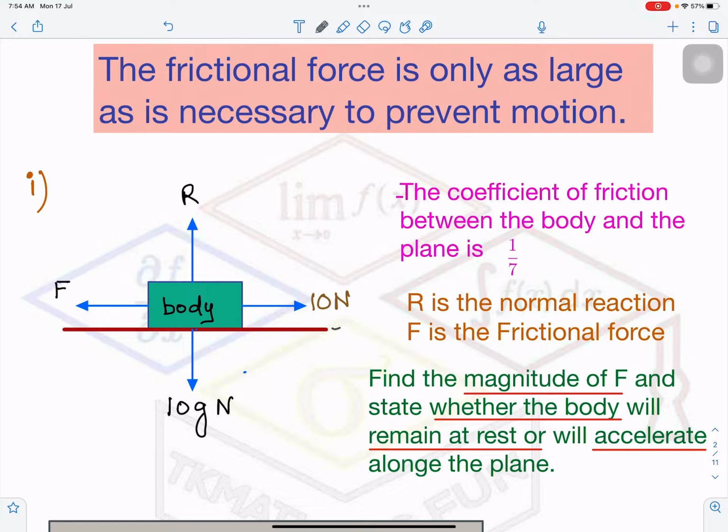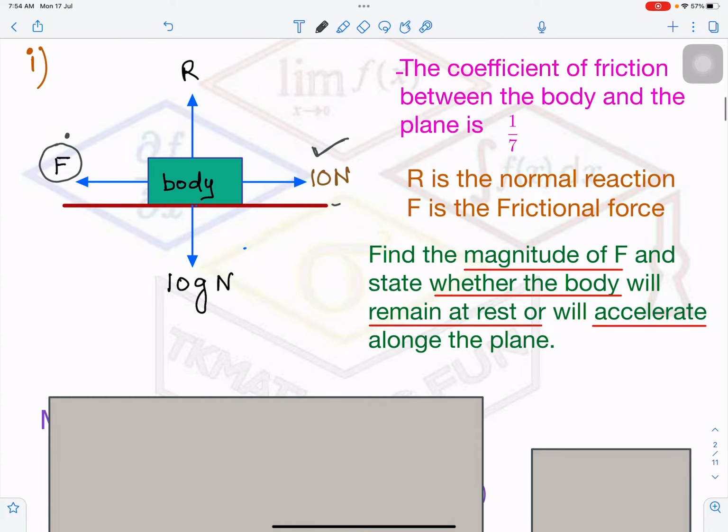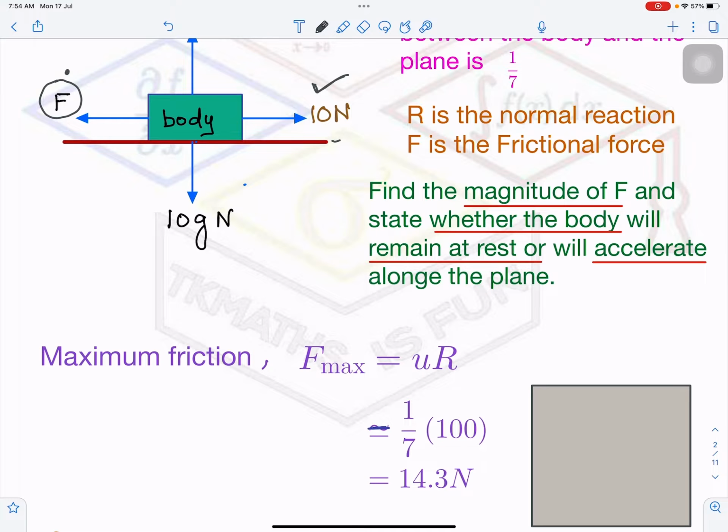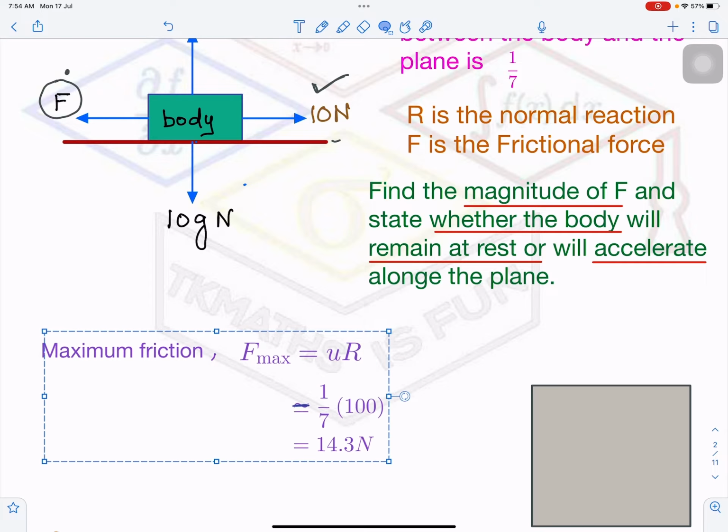Now it is understood that if the force which is applied, here for example it is 10 Newton, is greater than the maximum frictional force, then of course the body will move. But if 10 Newton is smaller than this force, the body will not move, right? So let's find out first of all what is the maximum frictional force here. For that you need to know the formula. So the maximum frictional force is F equals mu R, right?